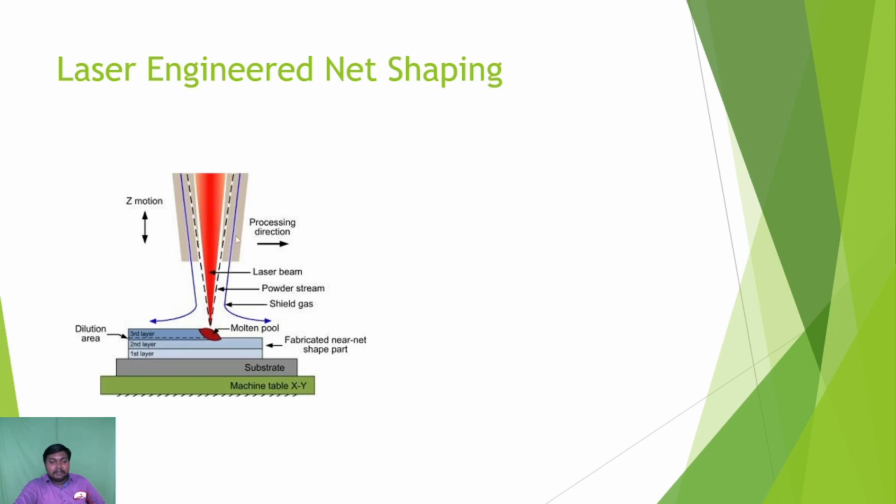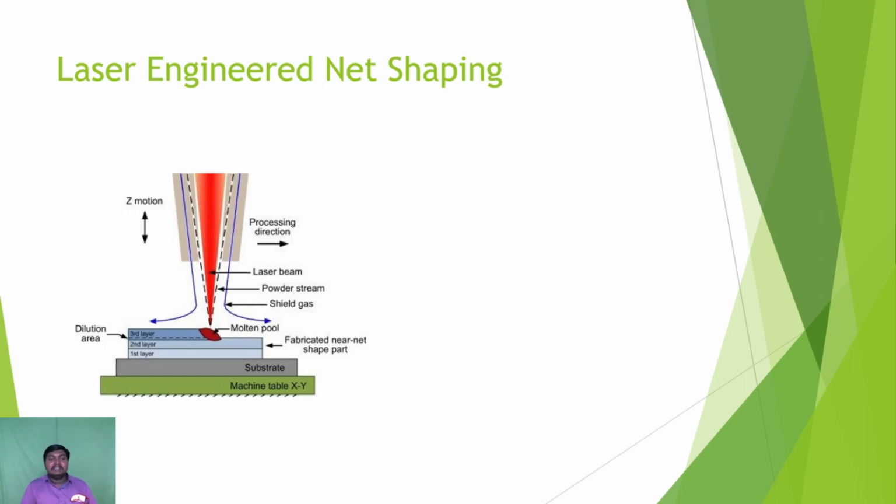First, the metal powder is supplied from the powder feed, and it forms over the substrate. The Nd-YAG laser beam is focused on the metal powder and creates a molten pool, and it forms one layer. The same thing is repeated for the first layer, second layer, third layer, and thousands of layers are created and formed using laser engineered net shaping.